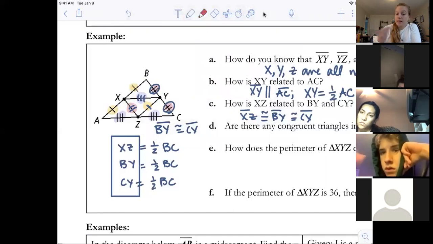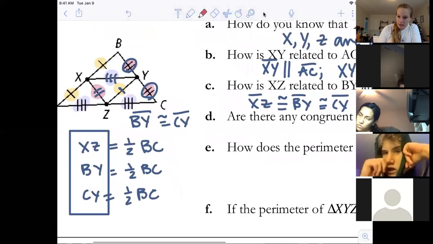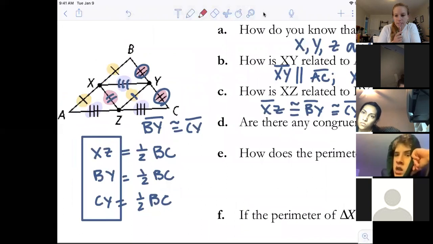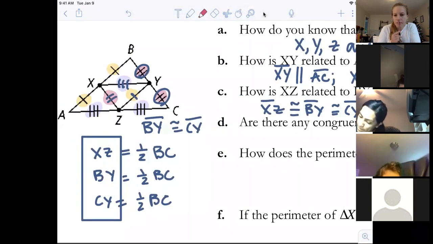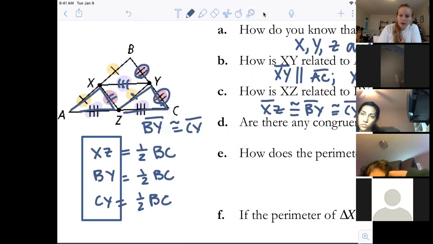That's helpful because the next question says, are there any congruent triangles in this diagram? Anybody see any congruent triangles? AXZ and... ZYC. Very good. So Griffin even named it for me. He told me this triangle right here and this triangle right here are congruent. I would argue all of the little triangles are congruent. Why did we know that those two triangles were congruent, or why do we know all of the triangles are congruent?